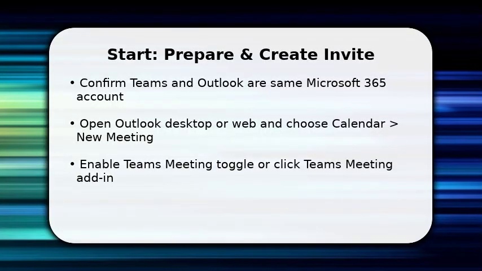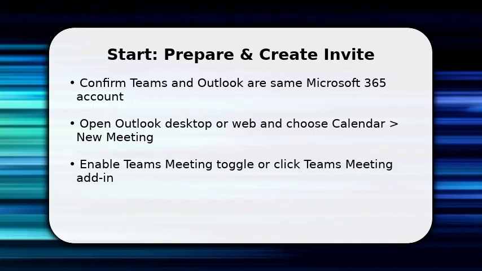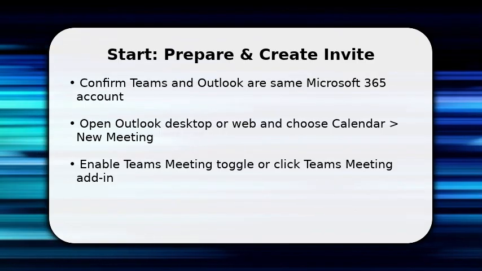You'll begin by making sure your Outlook and Teams are the same Microsoft 365 account. This avoids permission gaps. Next, open Outlook Calendar and choose New Meeting so you can start entering details. Once the meeting window is open, enable the Teams Meeting toggle or click the Teams Meeting Add-in button. This attaches conferencing info automatically.